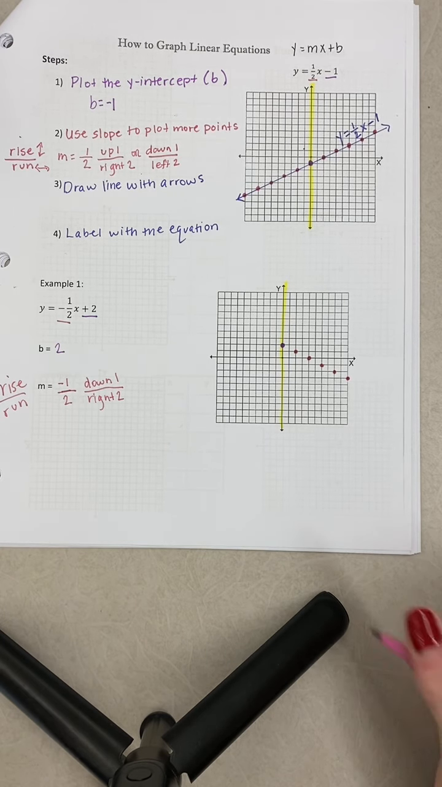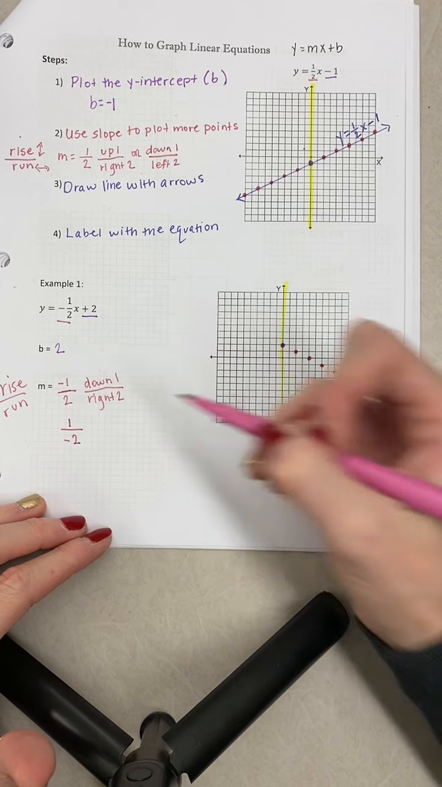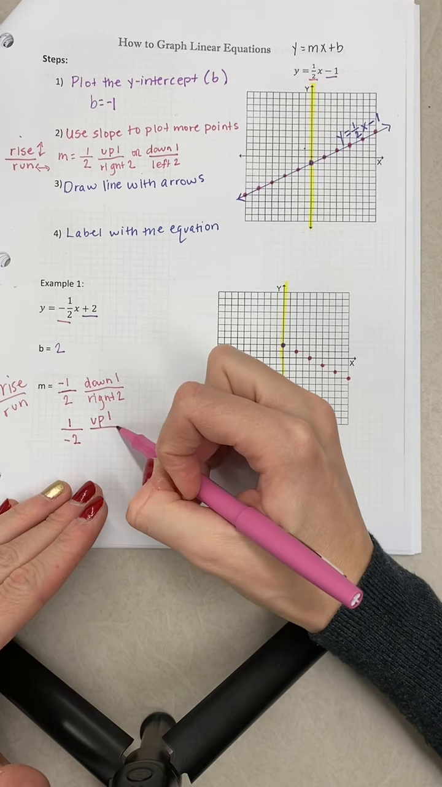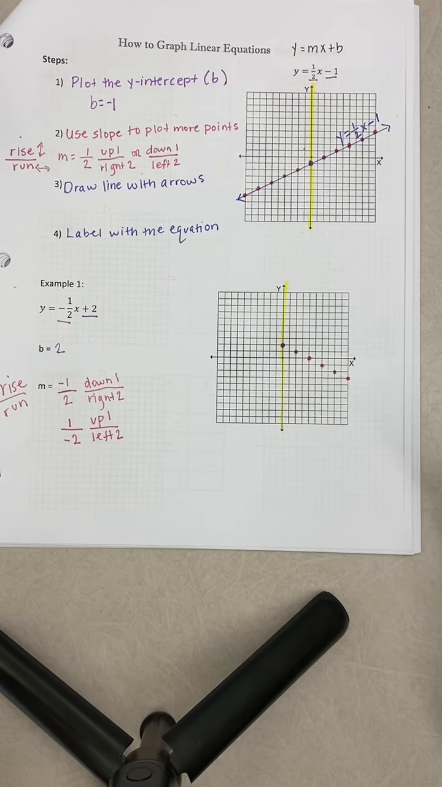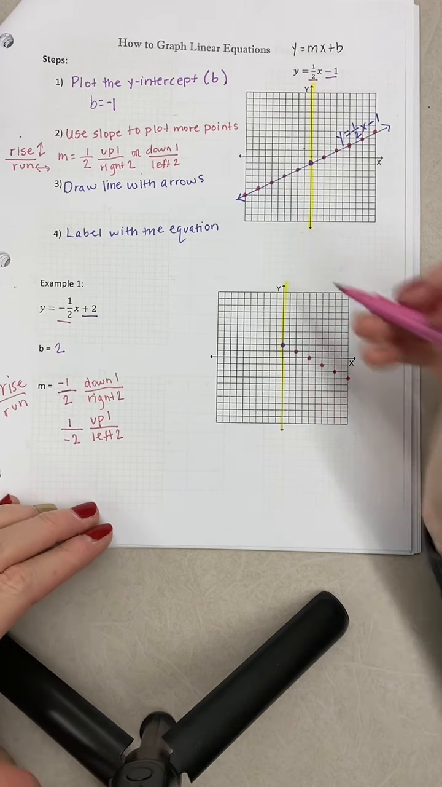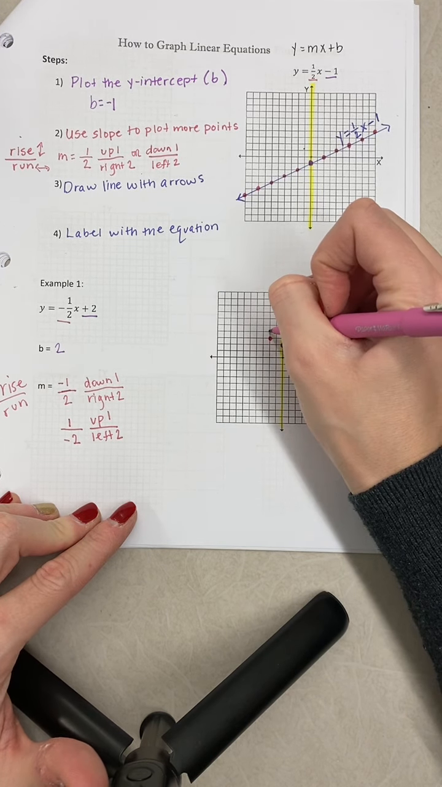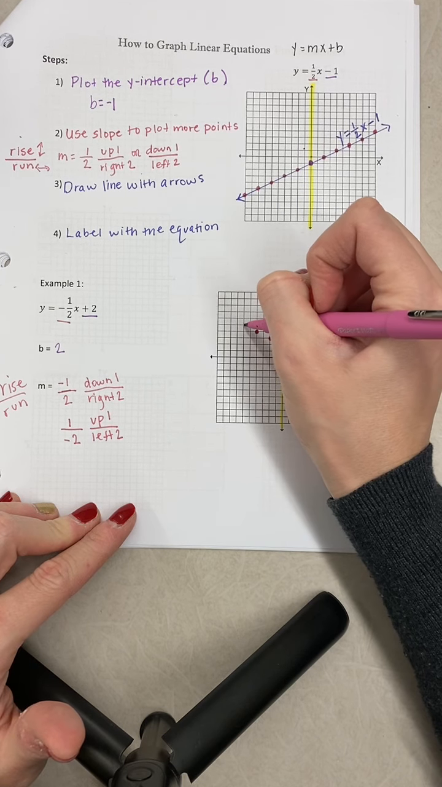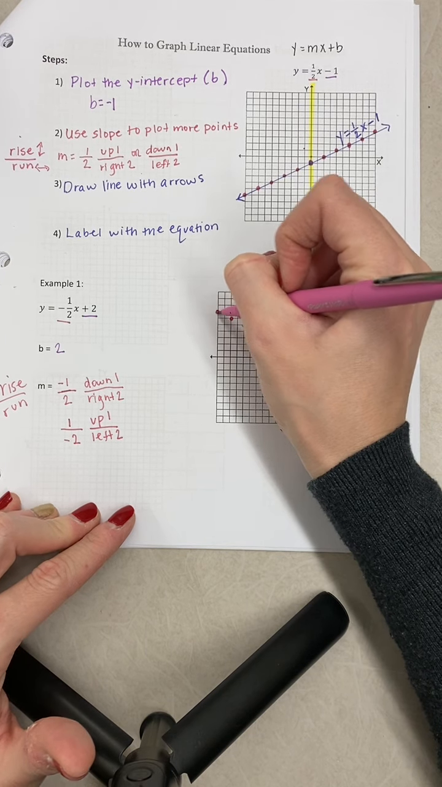Now, what if you chose the other way? What if you chose to make it a +1 and a -2? Notice instead of going down 1, we're going up 1. And instead of going right 2, we went left 2. So it's just the opposite. It's just going in the other direction, which is exactly what we want to do. So from here, we're going to go up 1, left 2. Up 1, left 2. Up 1, left 2. And keep going until you can't anymore.